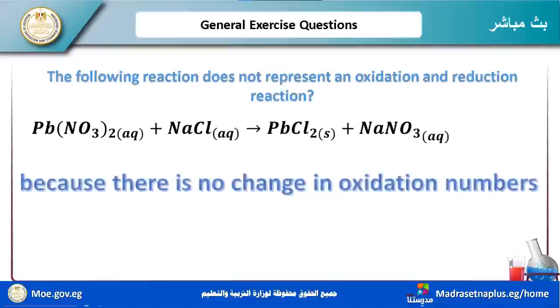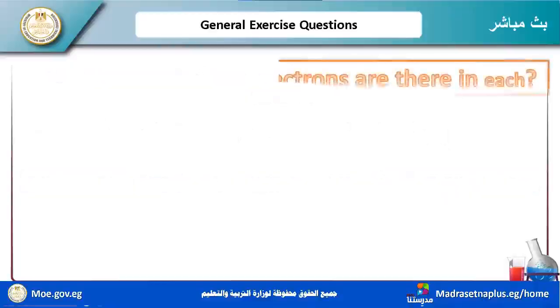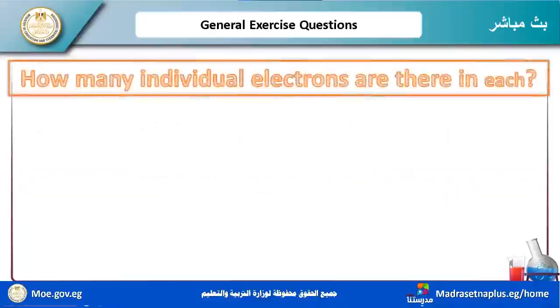This is not an oxidation or reduction reaction, because there is no change in the oxidation number. You must study the equations well to conclude whether an equation is a redox reaction or not. Now, how many single electrons are there in each?